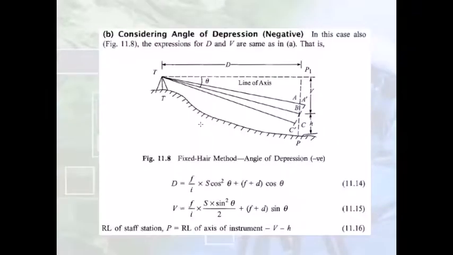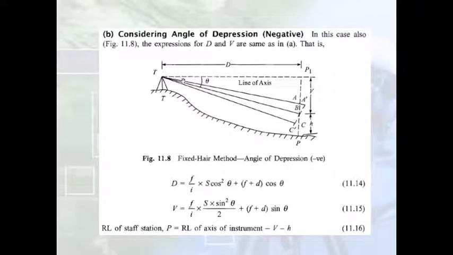Now in the second case, the difference is that again the line of sight is inclined, the leveling staff is held vertical, but now we have an angle of depression instead of an angle of elevation. That means the location of the staff station is below the horizontal line of sight. So again, we need to calculate the distance d, which is the distance between the instrument station and the staff station, given by f times i times s, where s is the staff intercept, like before, cos square theta plus f plus d cos theta, and the vertical distance v.